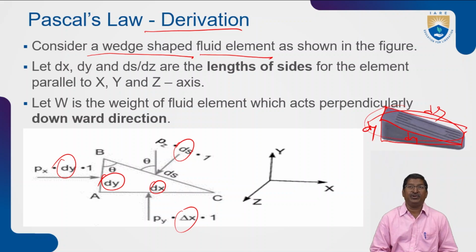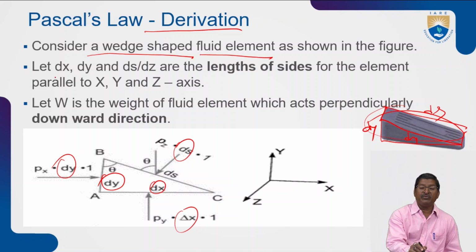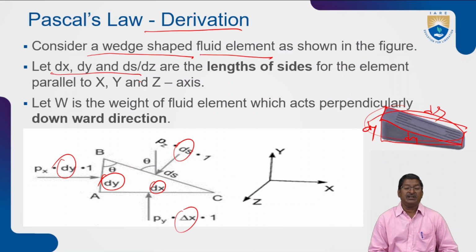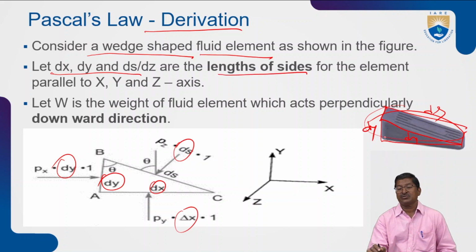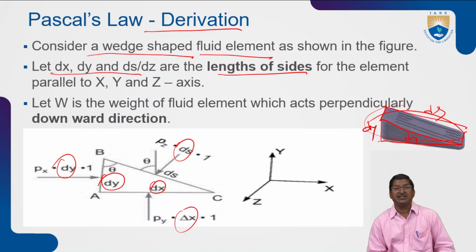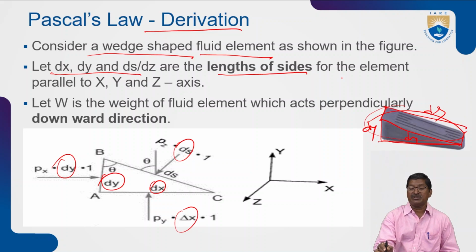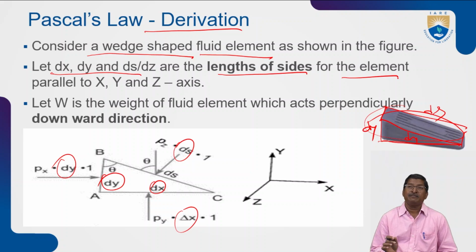Consider the wedge of a fluid element. So let dx, dy, dz, or ds be the lengths of the sides. So for this wedge, this is the vertical direction length, dy, the horizontal direction is dx, and this inclined length is ds. So like that, here dx, dy, dz or ds are the lengths of the sides of the small element of the fluid, the wedge element.